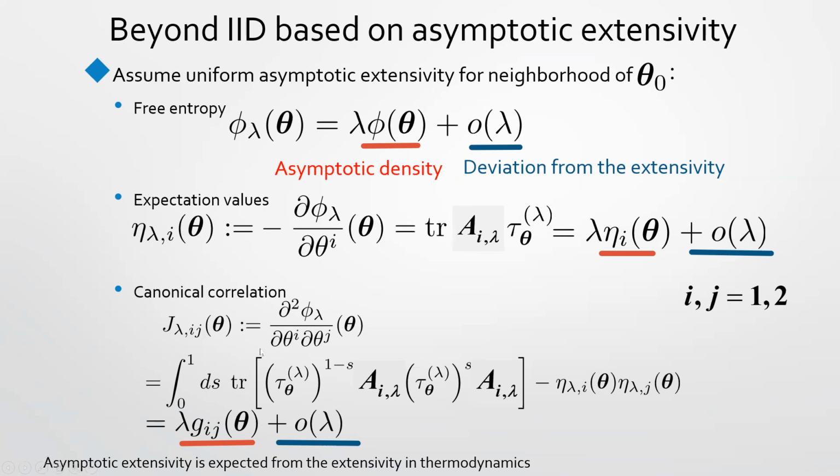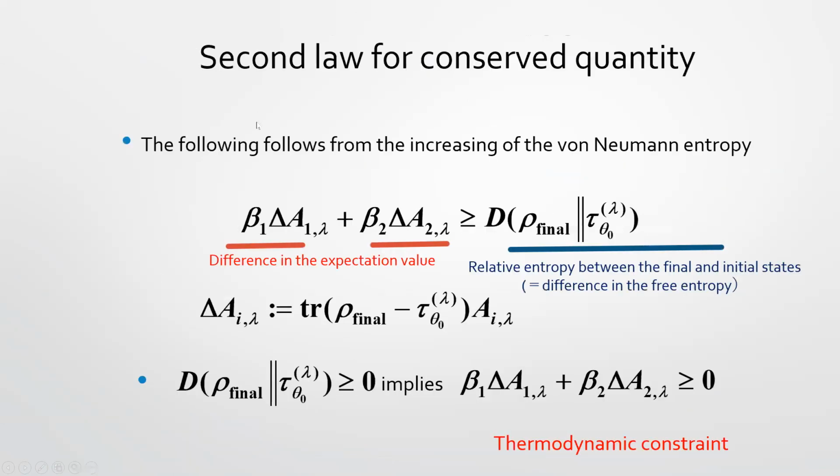So if we consider some information geometry, in that case, this kind of second derivative is called the Fisher information matrix. This one is always positive semi-definite because this function, free entropy, is a convex function for theta. So we have this notation, and we have a second law and conserved quantity. So the second law is this one.